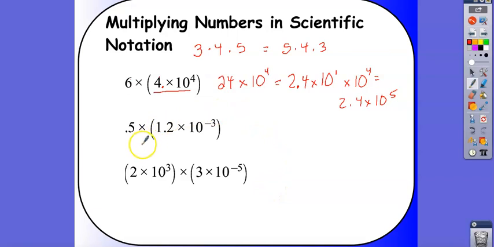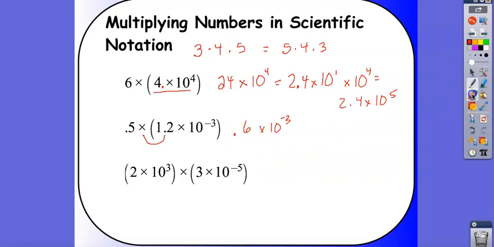Okay, look at this one. 0.5 times 1.2 times 10 to the negative 3. Now if you're having a hard time with this, you don't remember your rules for decimals, let's get our calculator out and let's say 0.5 times 1.2, and I get 0.6. Which kind of makes sense, because half, that's 50%, half of 1.2 would be 0.6. Times 10 to the negative 3. That is not in scientific notation.